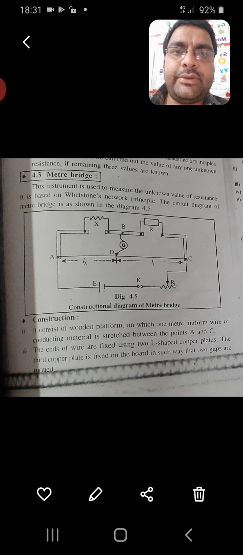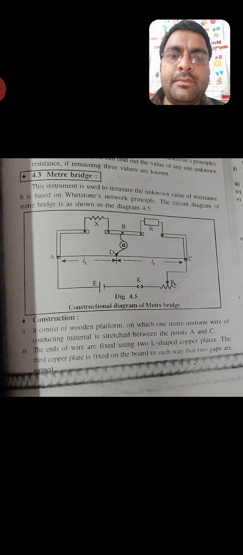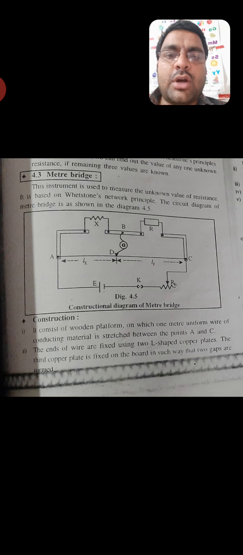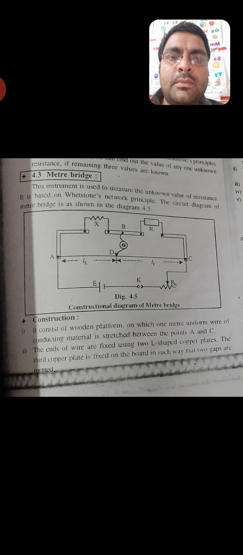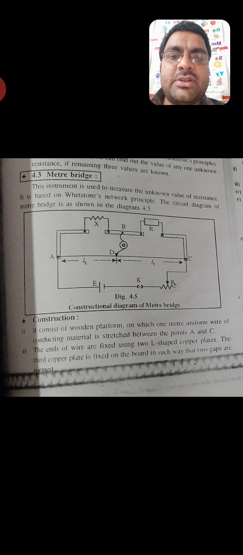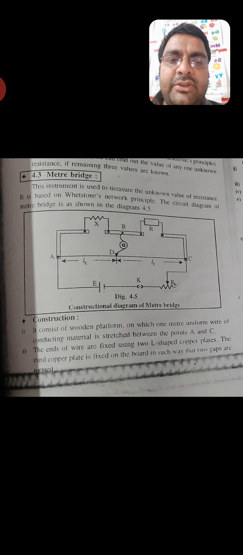Now let us discuss in detail about the construction of meter bridge. So first point, it consists of a wooden platform on which 1 meter uniform wire of conducting material is stretched between the point A and C. Okay, it means we have taken 1 meter uniform wire and that is stretched between points A and C.